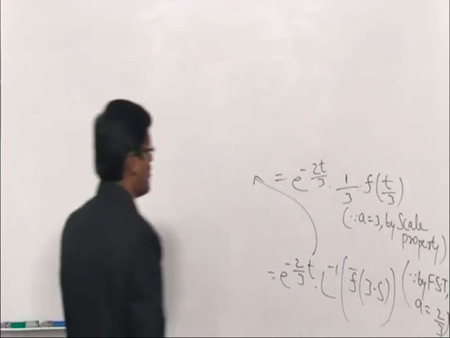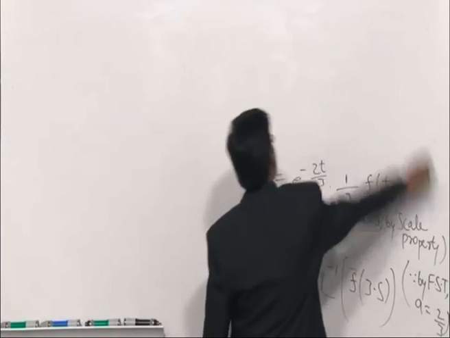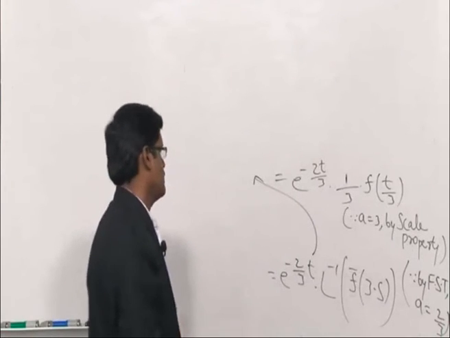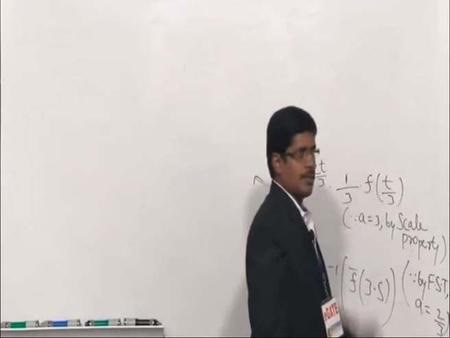So in this problem, first I have applied the first shifting theorem inverse and then the change of scale property. We don't know that function of s. That's why we don't know this value, f of t by 3.